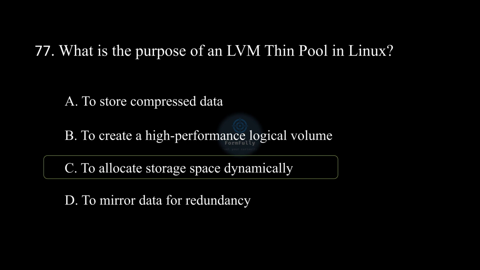Unlike traditional LVM volumes that pre-allocate space, thin pools are used to provide an efficient way to allocate storage space on an as-needed basis, allowing volumes to consume space dynamically rather than reserving a fixed amount in advance. So the other options do not accurately describe the purpose of a thin pool in LVM. So the correct option is C.